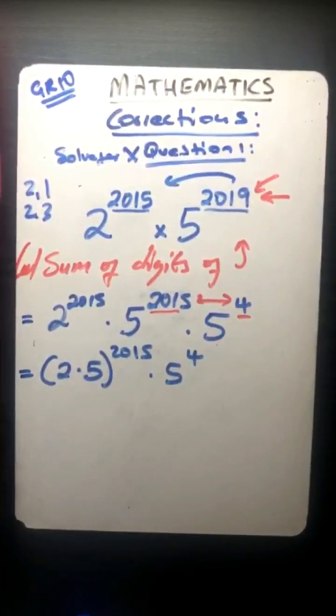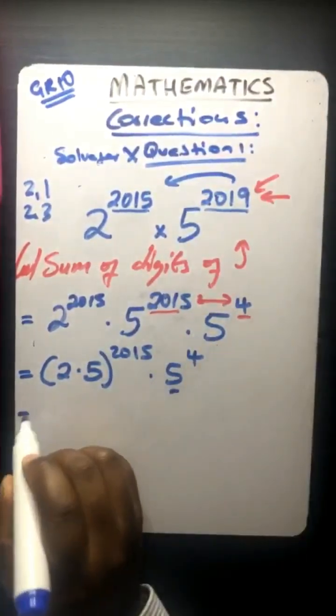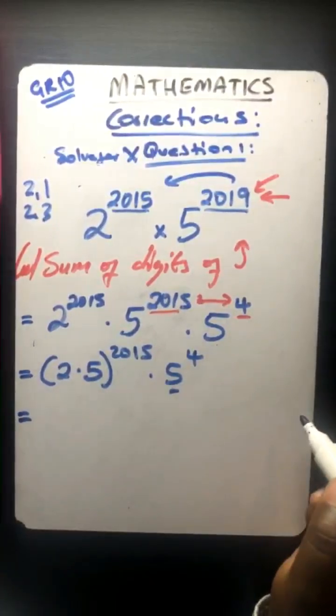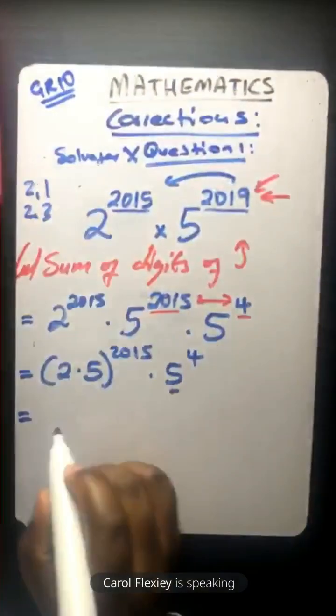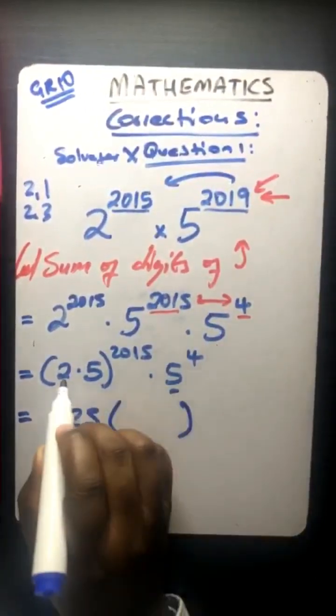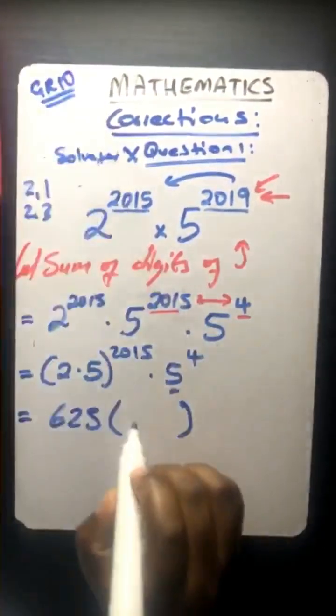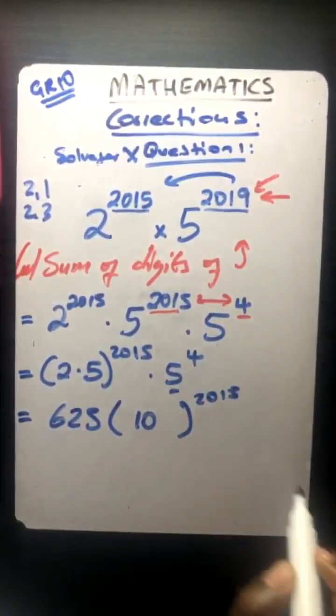Yes, sir. Okay, so now, what is 5 to the exponent 4 when you punch it on a calculator? Guys, what is this? Okay, I'll punch it: 5 to the exponent of 4 is 625. Yes. What is 2 times 5? That one is easy. 2 times 5 is 10. So that means you're having 10 to the exponent 2015.